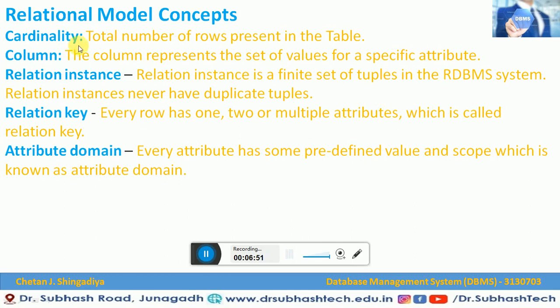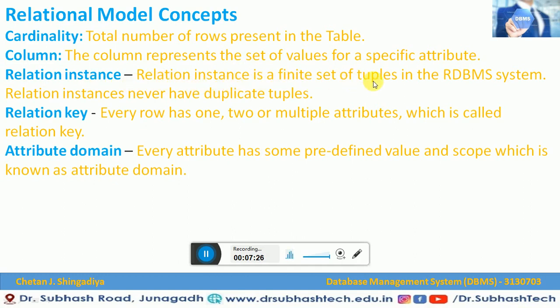What is cardinality? Cardinality is nothing but the total number of rows represented in a table or relation. What is cardinality? The total number of rows in a table or relation is called cardinality. What is column? Column represents the set of values for a specific attribute, which is nothing but a column in a relational data model.